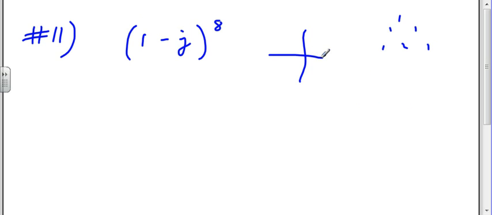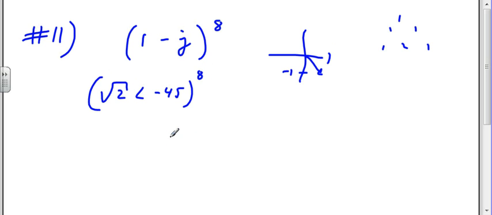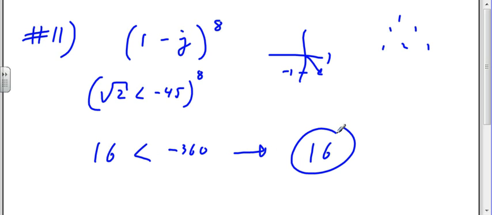polar form. So if I'm at 1 and I'm at -1, that's going to be square root of 2 at an angle of -45. So I've got square root 2 angle -45 to the 8th power. Okay, so square root of 2 to the 8th power would be 16, and then angle minus 45 times 8 would be minus 360, and that puts you back at 1, so 16 would be my final answer.